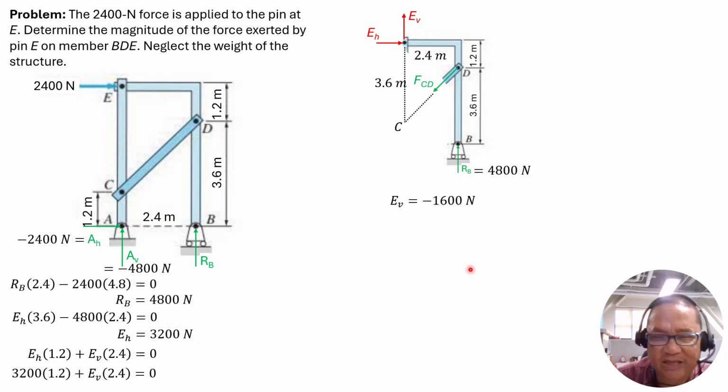So substituting the value of EH, which is 3,200, we can solve E sub V, which is equal to negative 1,600 newtons. Since we are only required to compute for the magnitude of the force exerted by pin E, it is of course the square root of EH squared plus E sub V squared, disregarding the sign because it's the magnitude that is required. So the pin reaction at E, or the force exerted by pin E on member BDE, is equal to 3,578 newtons. So that's it for this video.